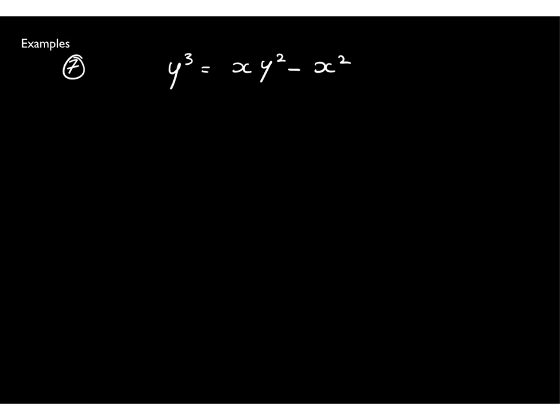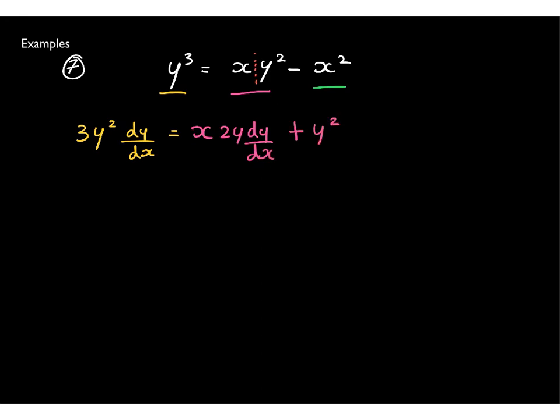Last example, y cubed equals xy squared minus x squared. This is going to have to be done implicitly, so is this, and let's note that it is a product as well. This part on the right hand side here, however, is an easy derivative. So left hand side first of all, y cubed, differentiating with respect to x, we get 3y squared dy dx. Now for this product I'm going to leave x alone and differentiate y squared, so that will give me 2y dy by dx, and then I'm going to differentiate x, which is 1, and leave y squared alone. Now x squared differentiates to 2x.